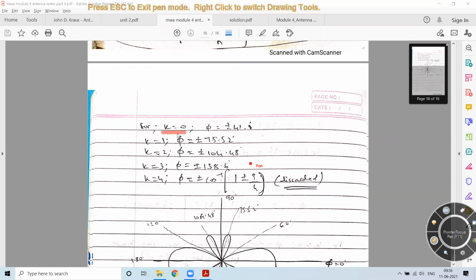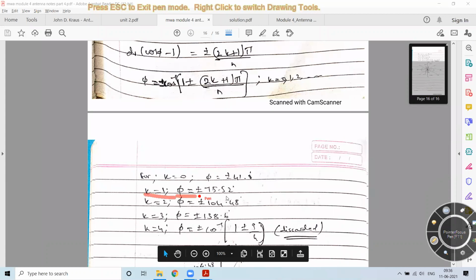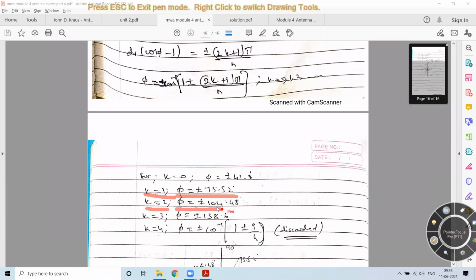Next, if we substitute k is equal to 0, we obtain phi equal to plus minus say 41.1 degrees. When k is equal to 1, we obtain phi equal to plus minus 75.52 degrees. When k is equal to 2, phi is plus minus 104.48 degrees. When k is equal to 3, phi is equal to plus minus 138.6 degrees.